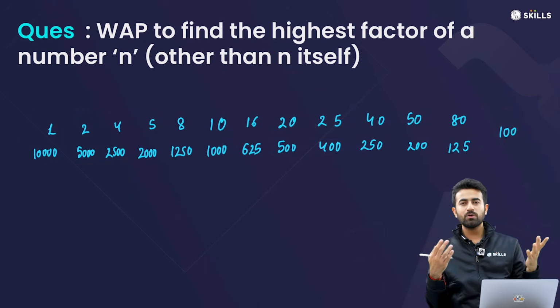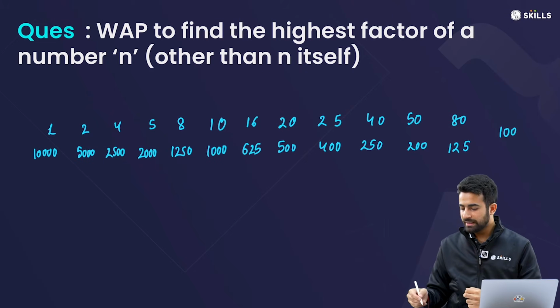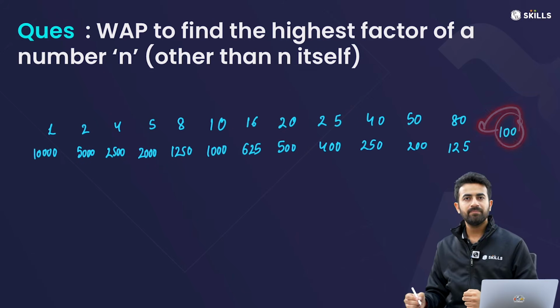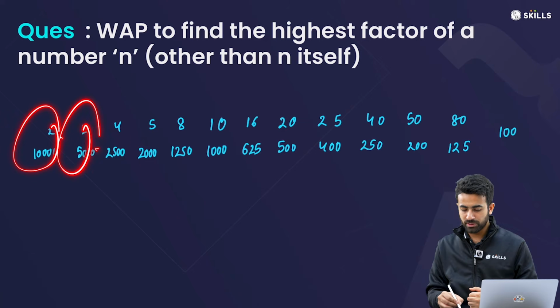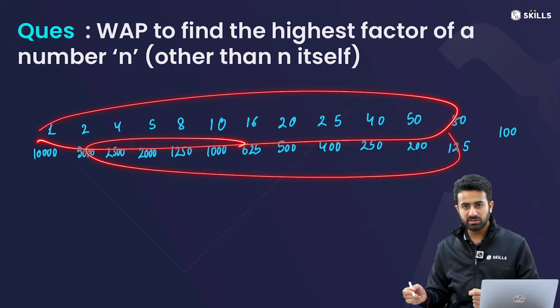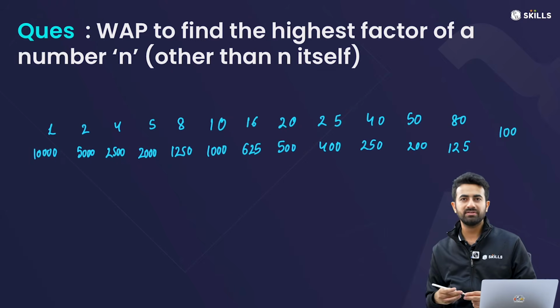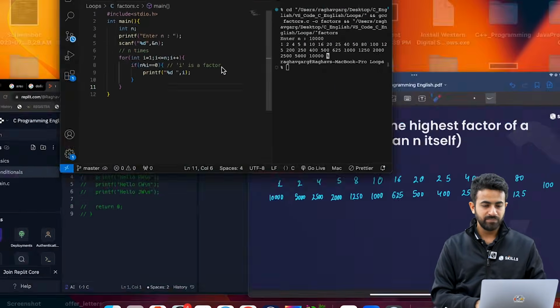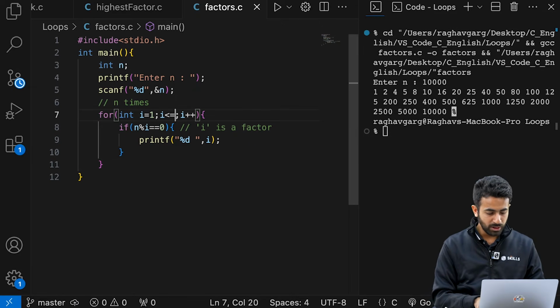So if you want to calculate the total number of factors, it is very simple. You can run the code only till the square root of n, and print 1 and 10,000, 2 and 5,000, 4 and 2,500. Both of them you can print, because if this is I, this is n divided by I. What I'm trying to say is an even more optimized code to find all the factors of numbers: instead of n, you can write sqrt of n.